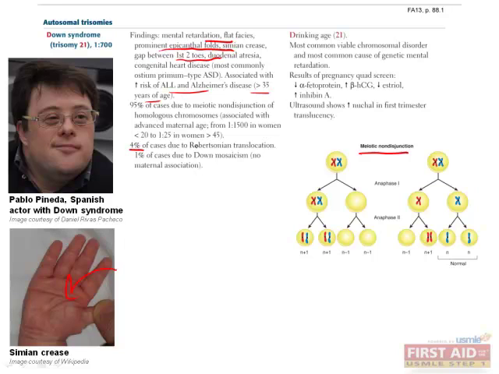More rarely, it can also be caused by Robertsonian translocation, which I'll talk about soon, or Down's mosaicism, which is when non-disjunction occurs during embryogenesis, resulting in only some cells having the trisomy.